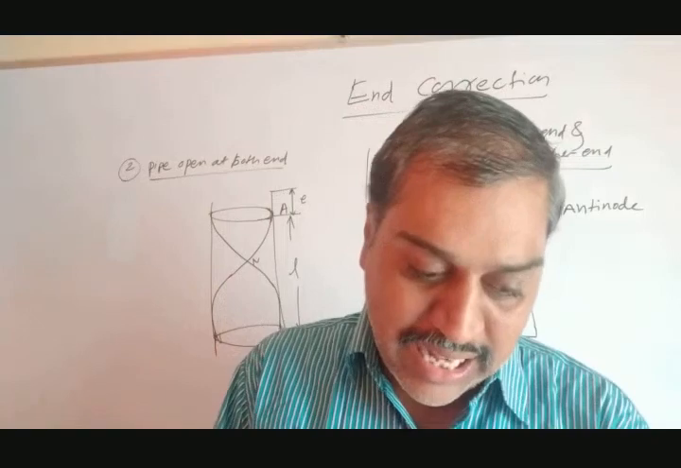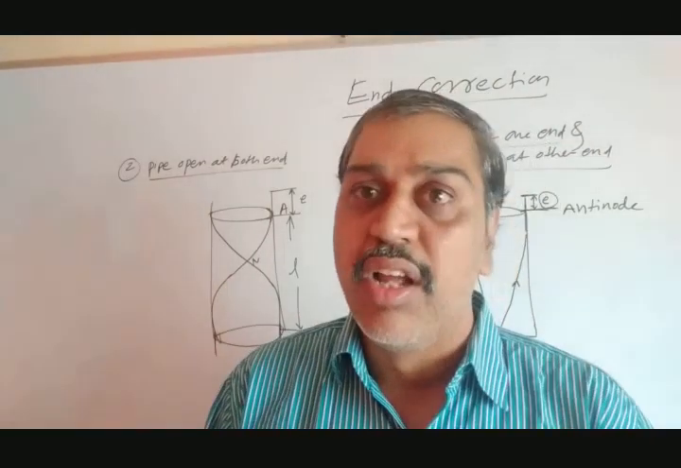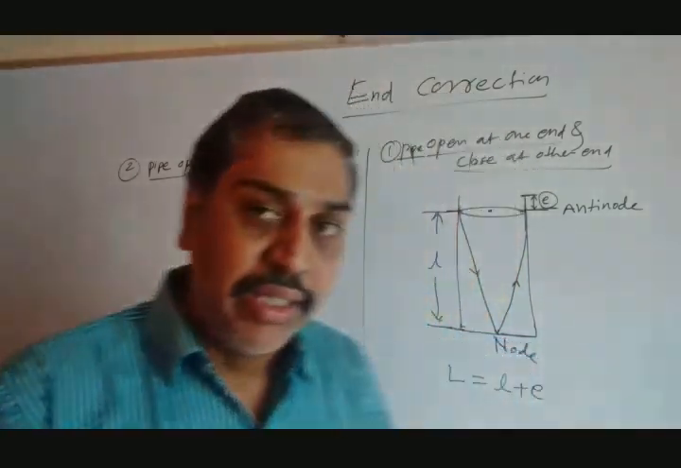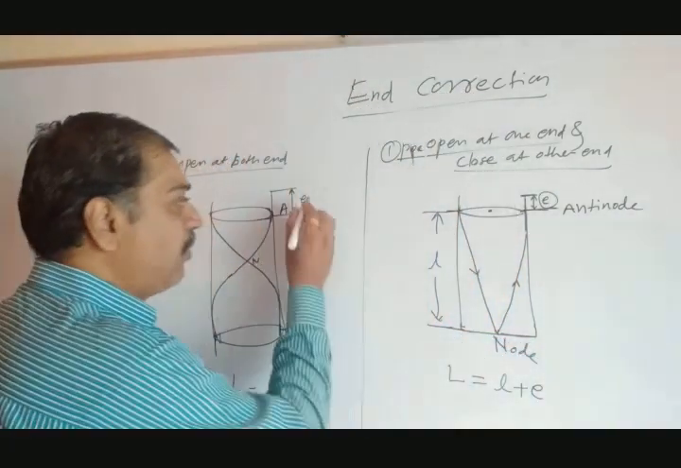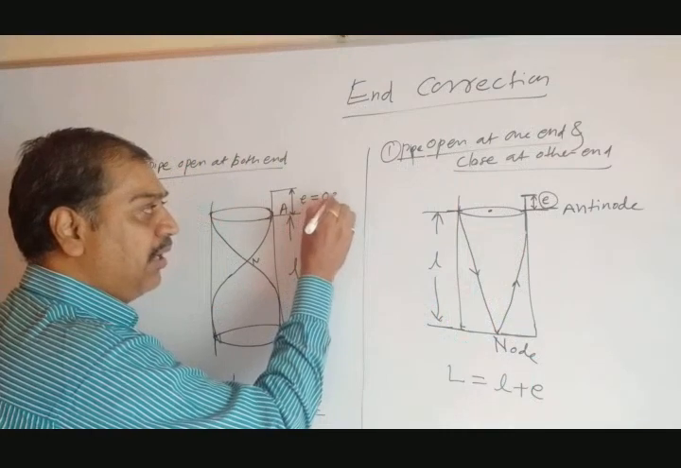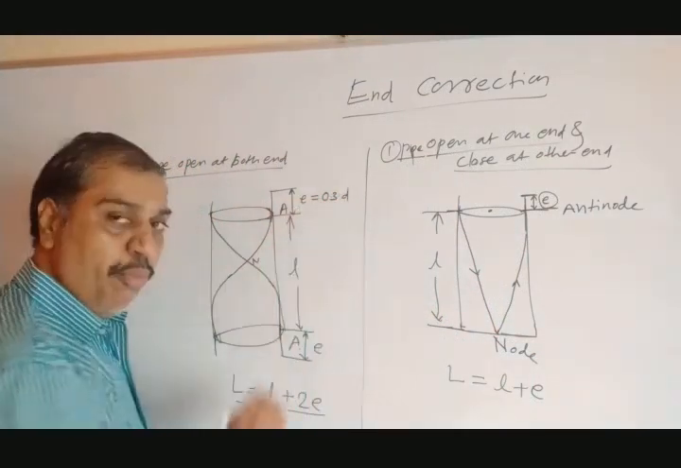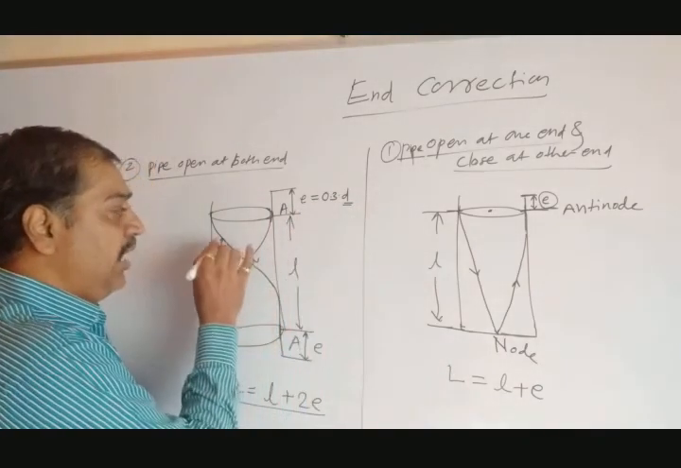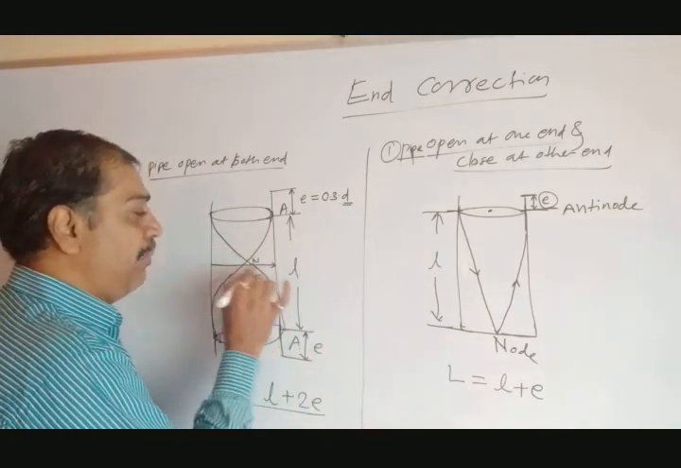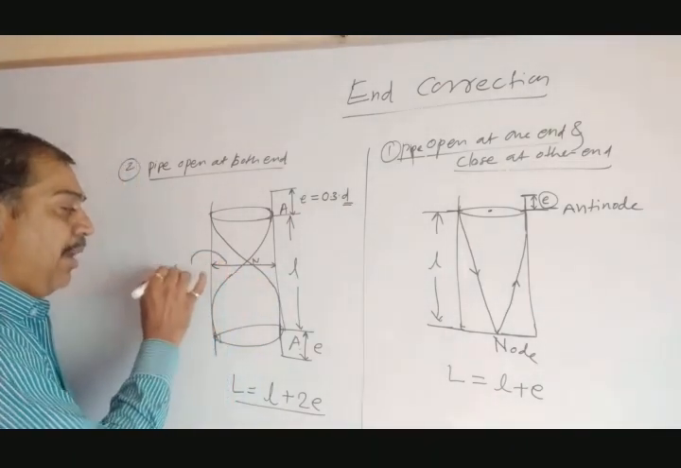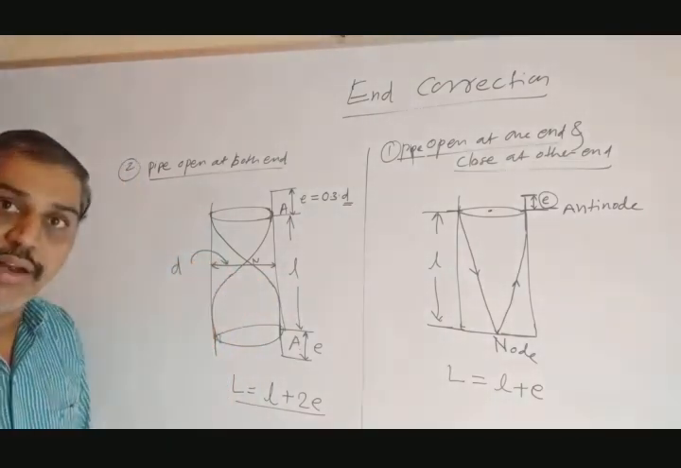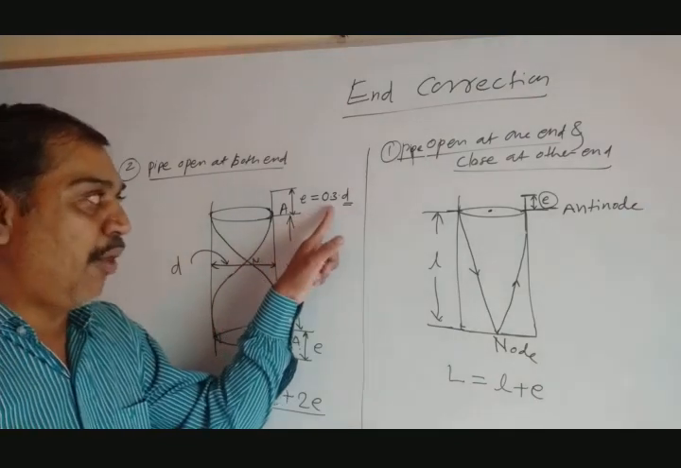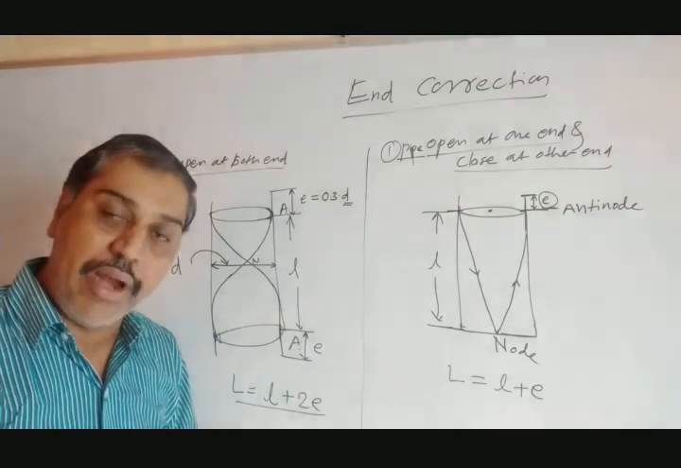Now, according to one scientist, Reynolds, the end correction in both pipes is represented by E, and it is equal to 0.3 times D, according to Reynolds. This D is the inner diameter. Suppose this is the inner diameter of the tube, represented by D. So the inner diameter of this tube or pipe is D. So the end correction is 0.3 times D.